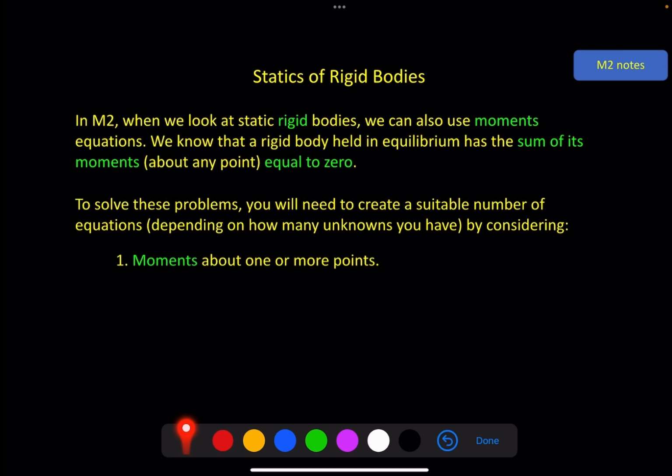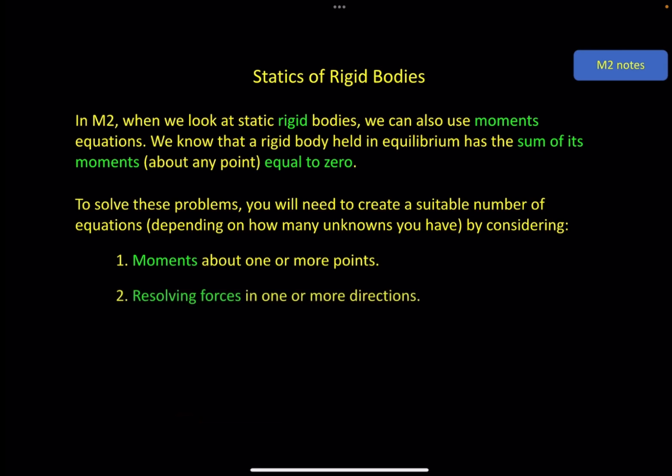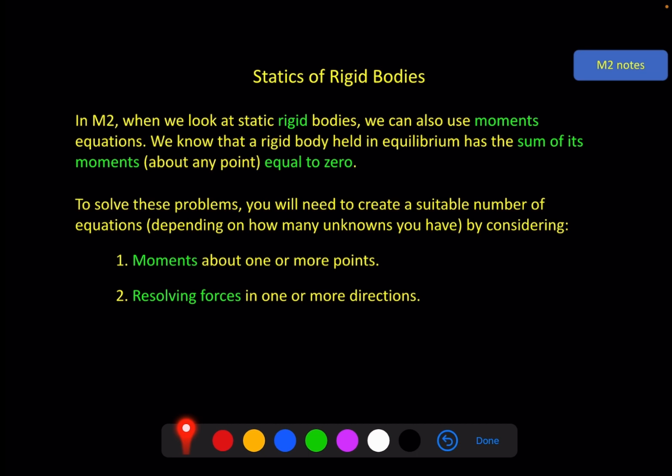Firstly, moments about one or more points, resolving forces in one or more directions like we did in the starter question, a friction equation or inequality also like we did in the starter question. So we still need to be able to consider these two things, and now we're also adding in moments equations, because we're going to look at rigid bodies rather than particles. In these sorts of questions it's really very useful to have a diagram, to be able to draw all of the resolved forces on the diagram, and to consider very carefully which point you're going to use for any moments equations, because sometimes choosing a particular point can make the equation much more useful.